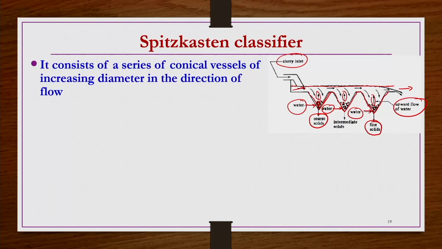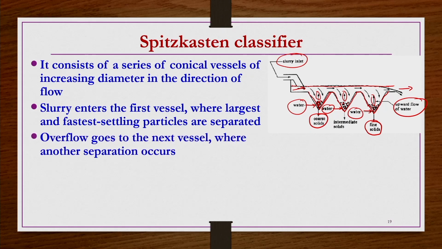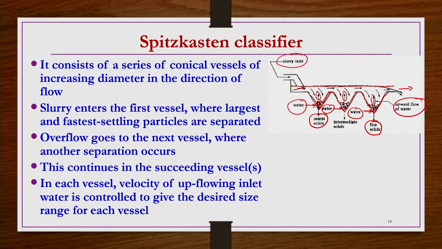It consists of a series of conical vessels of increasing diameter in the direction of flow. Slurry enters the first vessel where the largest and fastest settling particles are separated. Overflow goes to the next vessel where another separation occurs. This continues in the succeeding vessels as well. In each vessel, the velocity of the upflowing inlet water is controlled to give the desired size range for each vessel. This flow rate of upflowing water has to be tuned in such a way that in each vessel the particles being collected are of the desired size. So, accordingly, that flow rate has to be calculated and then provided.